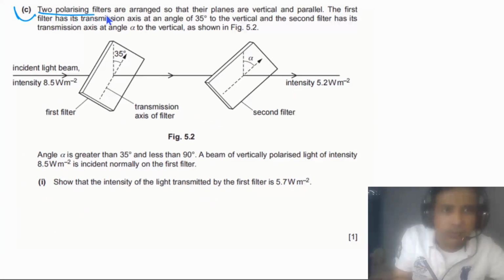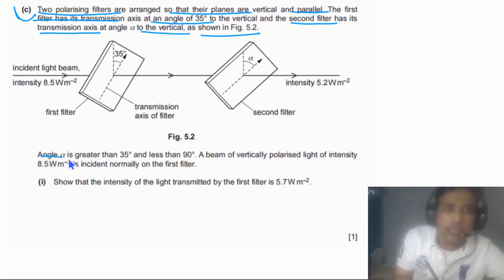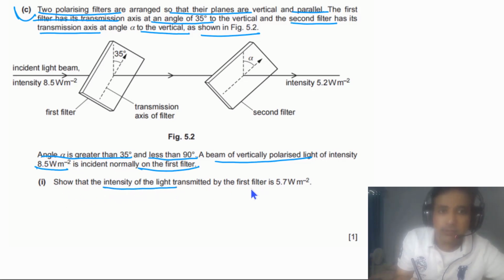Part C says two polarizing filters are arranged so that their planes are vertical and parallel. The first filter has its transmission axis at an angle of 35 degrees to the vertical, and the second filter has its transmission axis at an angle alpha to the vertical, as shown in figure 5.2. Angle alpha is greater than 35 degrees and less than 90 degrees. A beam of vertically polarized light of intensity 8.5 watts per square meter is incident normally on the first filter. For part C1, show that the intensity of the light transmitted by the first filter is 5.7 watts per square meter.